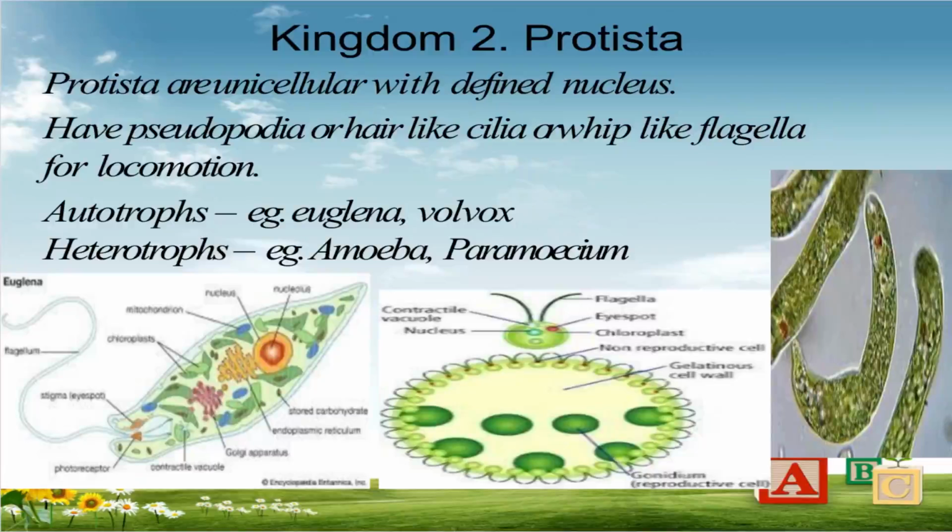Kingdom 2, Protista. These Protista are unicellular organisms with a nucleus enclosed in a nuclear membrane. And pseudopodia or cilia or flagella for locomotion are available on their bodies. Some are autotrophs, example Volvox. Some have chloroplasts, so they perform photosynthesis. Some are heterotrophs like amoeba and paramecium.